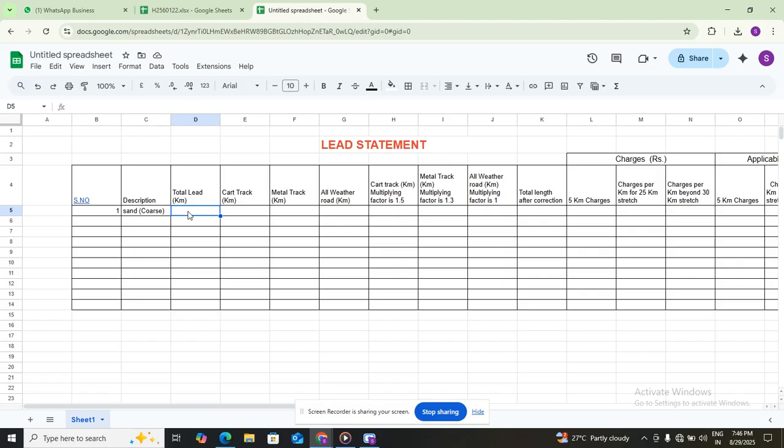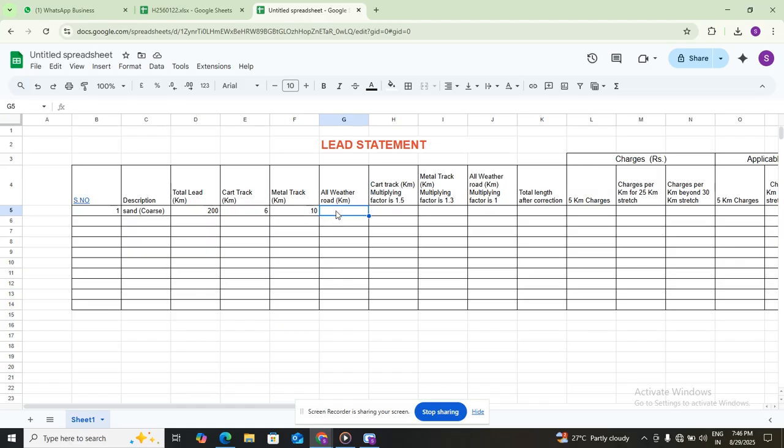What is the lead? Take an example of 200 kilometers of lead, delivery of sand from a destination 200 kilometers away. What is the cart track? Say 6 kilometers are present as cart track, and the metal road maybe 10 kilometers. The total distance to the destination is 200, with the cart track 6 kilometers and the metal road 10 kilometers.